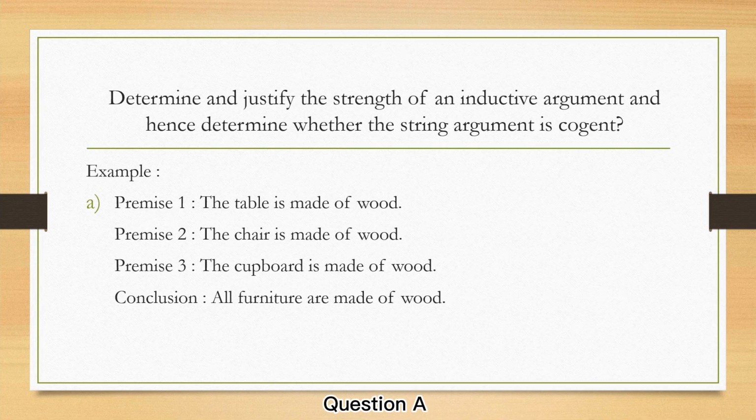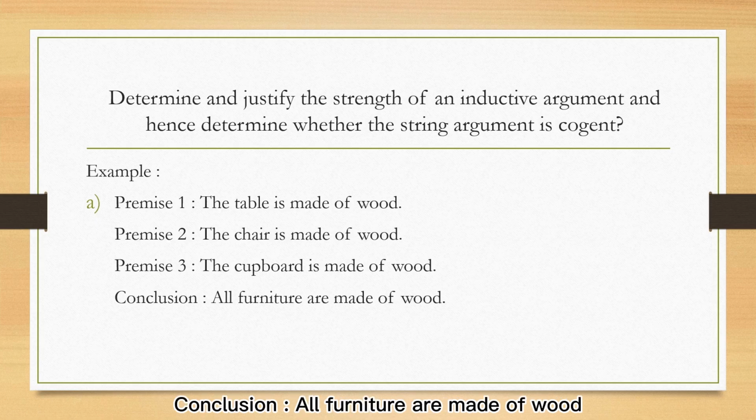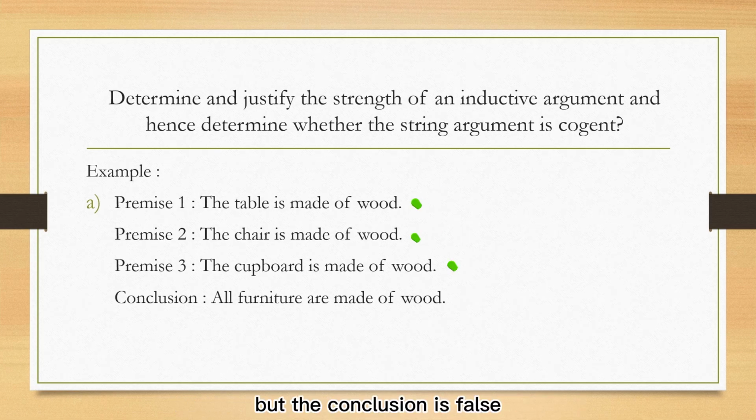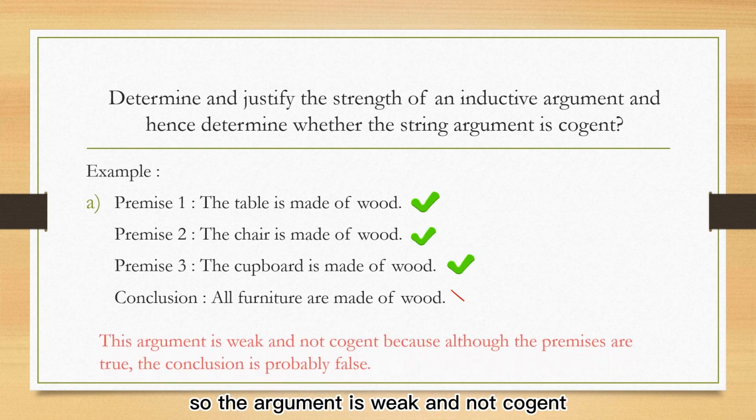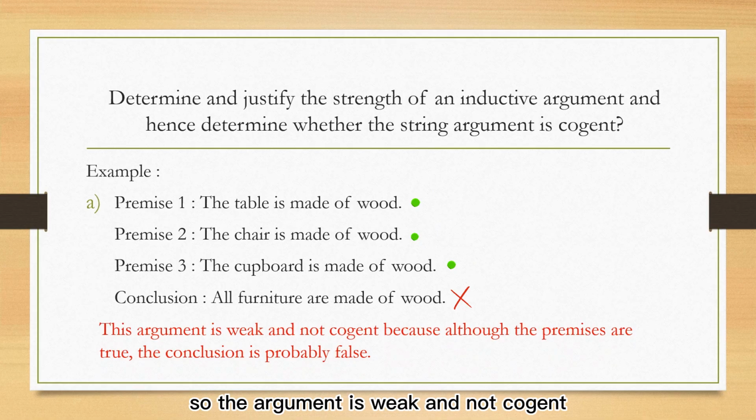For example, question A. Premise 1, the table is made of wood. Premise 2, the chair is made of wood. Premise 3, the cupboard is made of wood. Conclusion, all furniture is made of wood. As we can see, all of the premises are true, but the conclusion is false. So the argument is weak and not cogent.